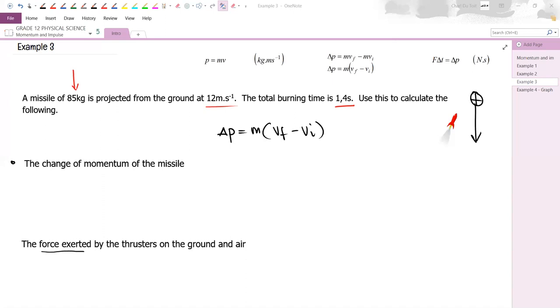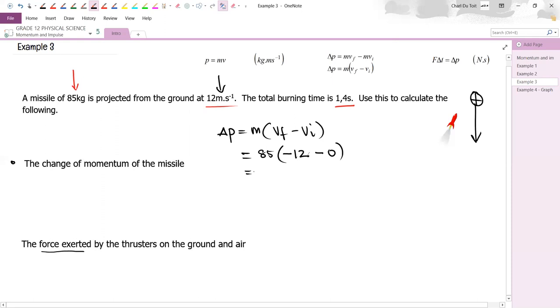Okay, let's do it. The change of momentum is the mass of the object. The mass is 85 kilograms. So that's already in kgs, which is fine. The final velocity is 12 meters per second. This is a little bit tricky because the initial velocity of the rocket was zero. It was initially zero and then moves up to 12 meters per second. So the final velocity is negative 12 because it's moving up. And the initial velocity is zero. What's 12 times 85?